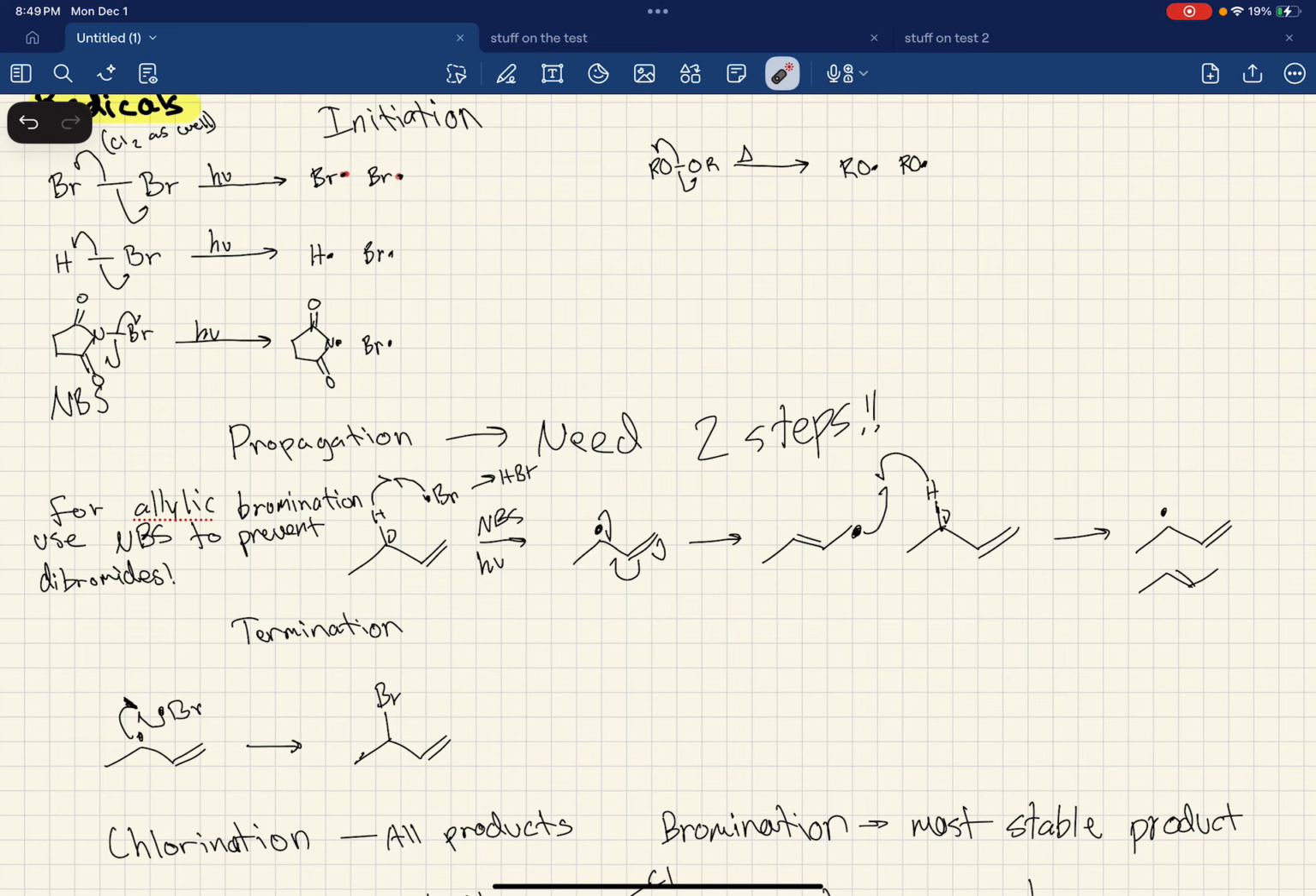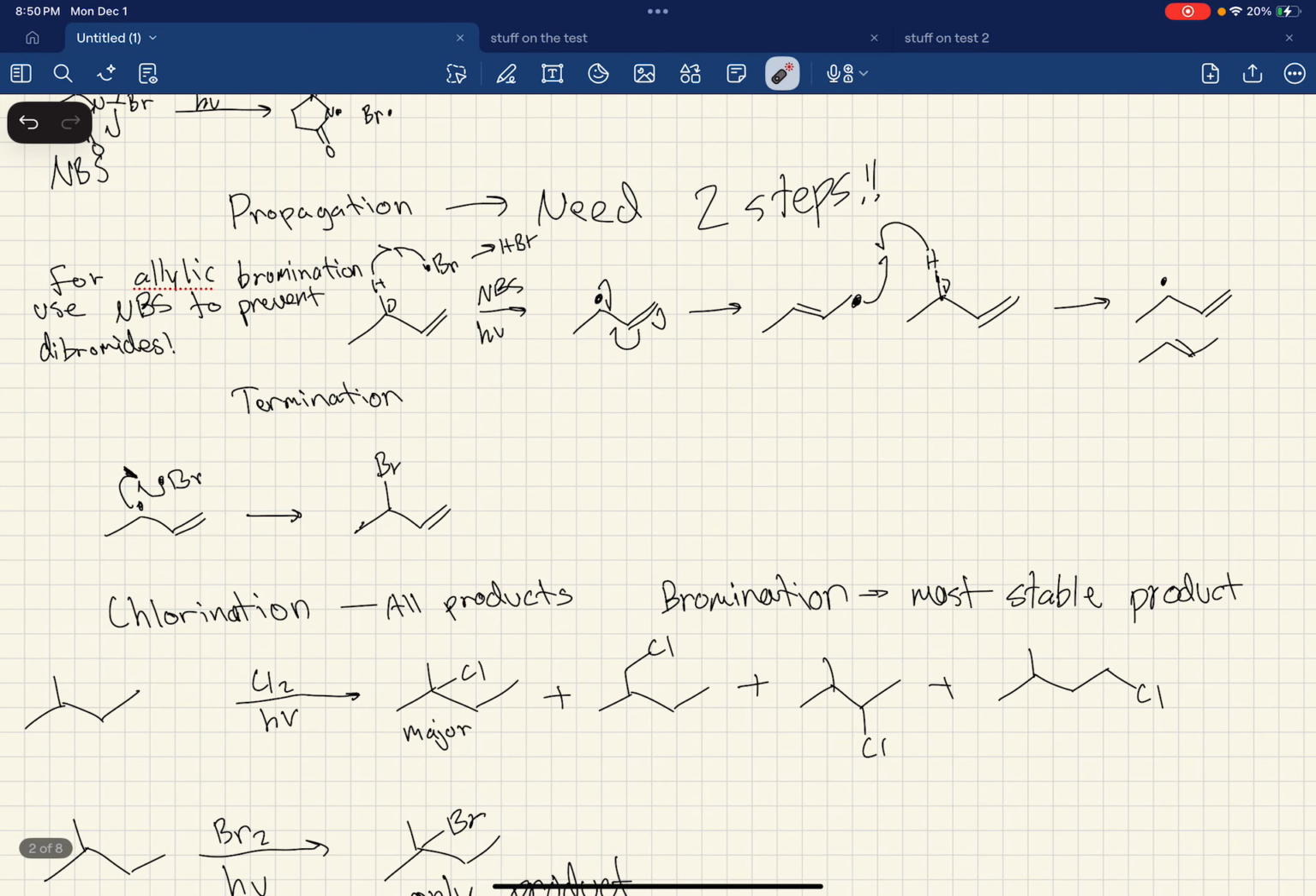And also, as you guys have learned in the past, if you put Br2 with this, you're going to end up with a dibromide, where there's Br right here and Br right there. So if you have an allylic bromination and you want the bromine to end up on this carbon right here, then you have to use NBS, which provides a steady concentration of Br2.